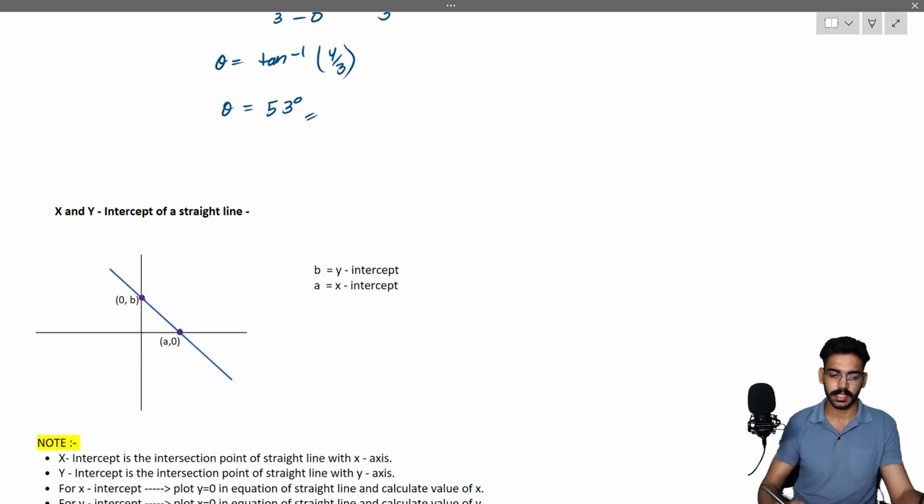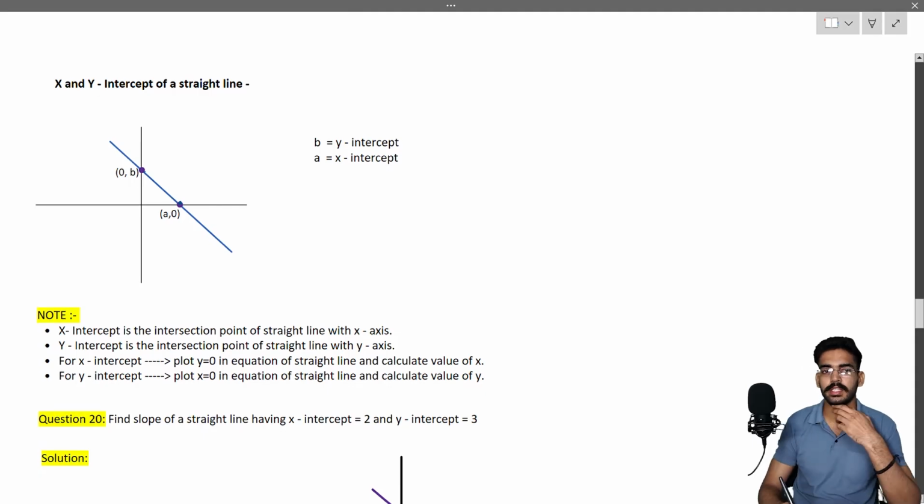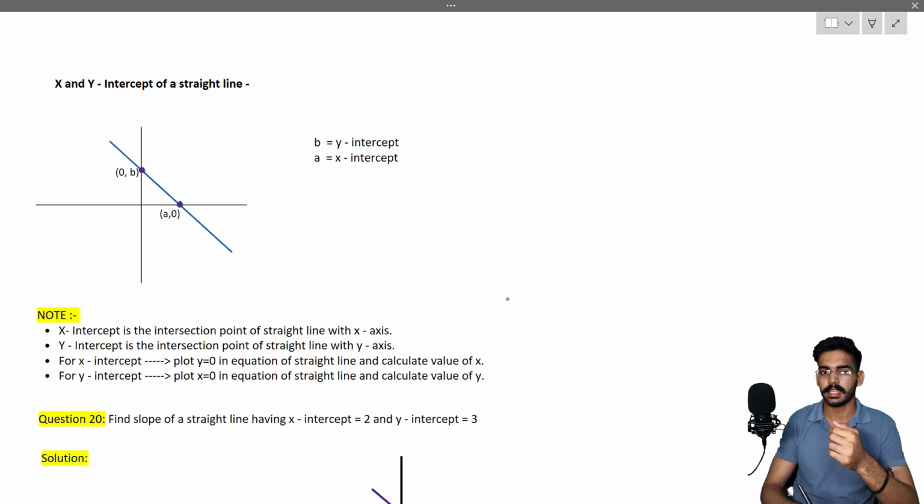How to find that, we are also going to see. I hope you understood x-intercept and y-intercept. Intercept means intercepting, right? So where the x-axis intercepts the line, that is the x-intercept, and wherever the y-axis cuts the line, that is the y-intercept. So those coordinates will be the x-intercept and y-intercept.